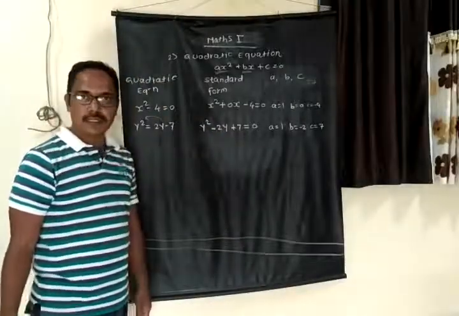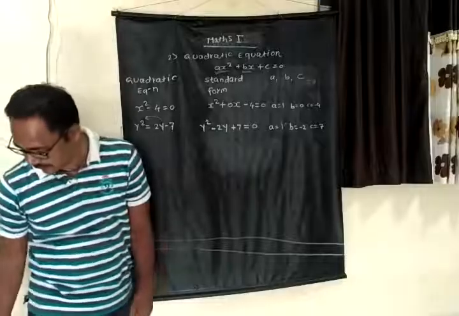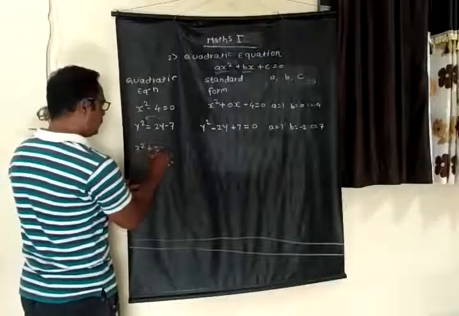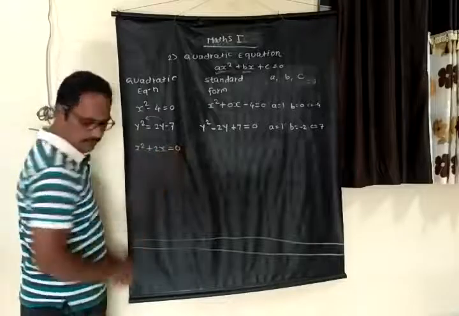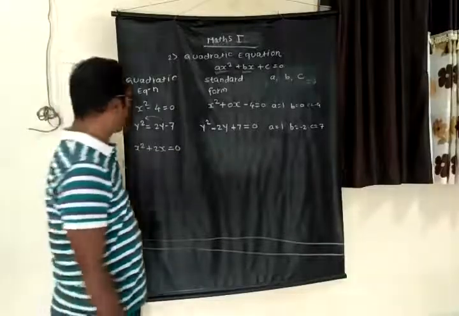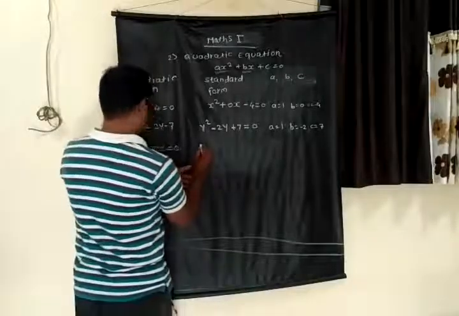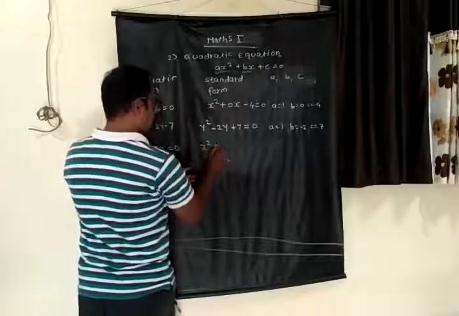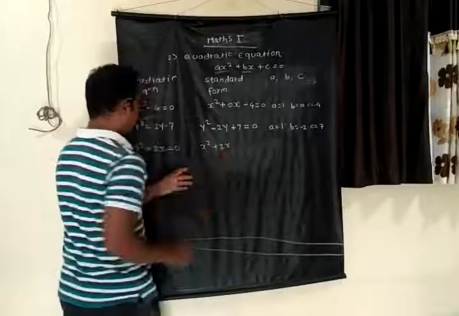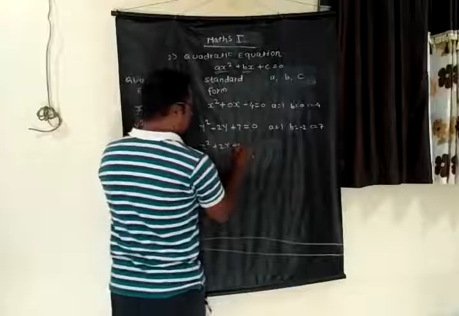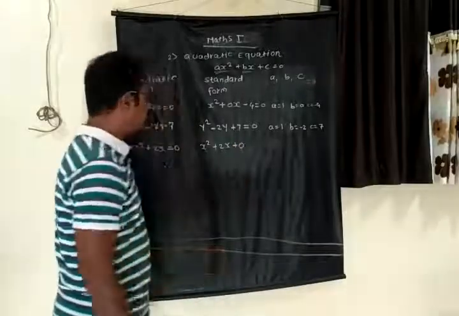Then the third equation is given as x square plus 2x is equal to 0. Now to convert this equation into a standard form, I am taking here x square plus 2x as it is. There is no term of c, so we are taking it as a 0.